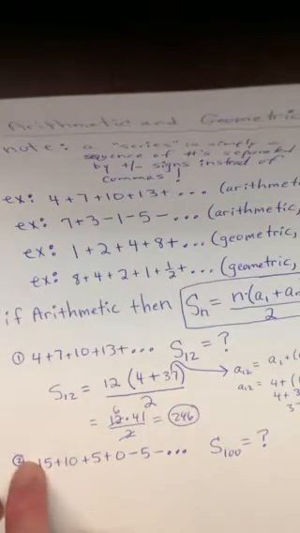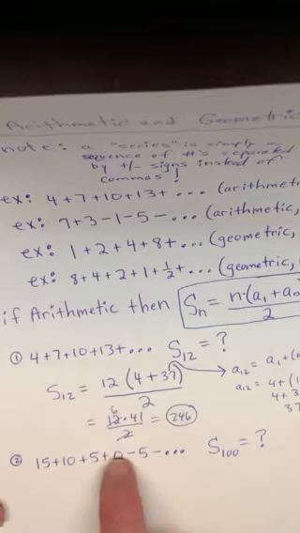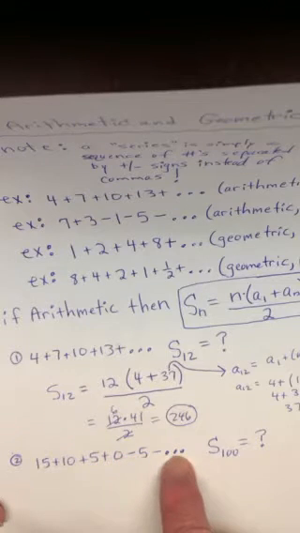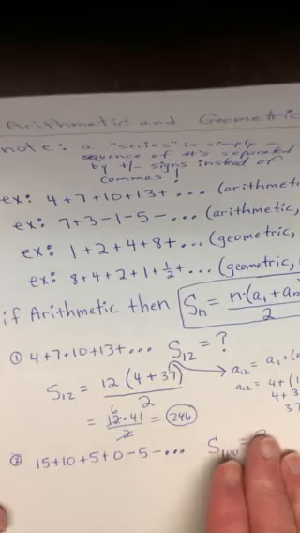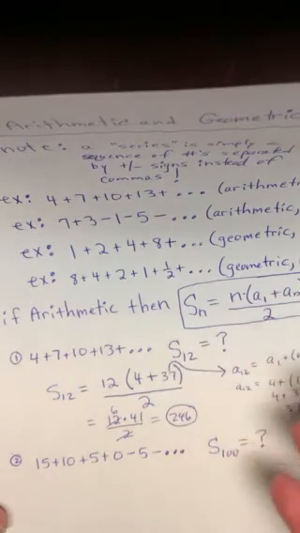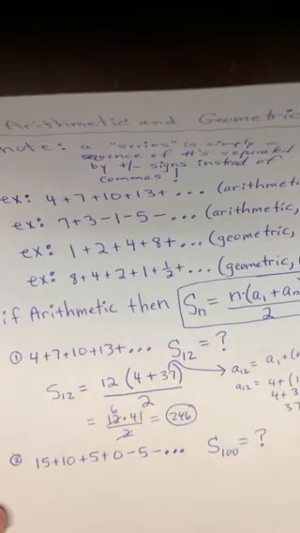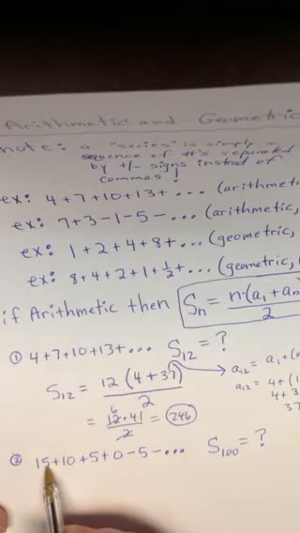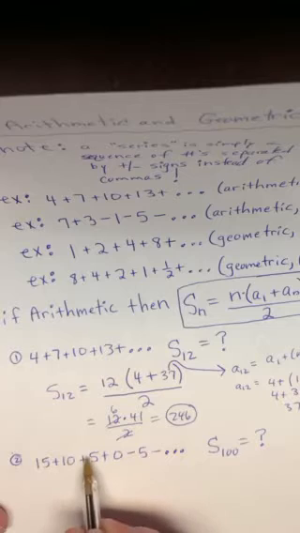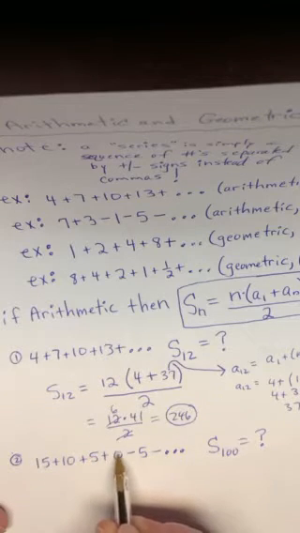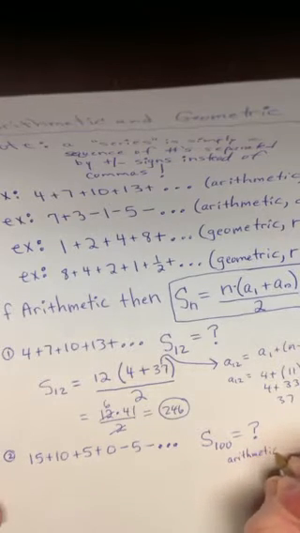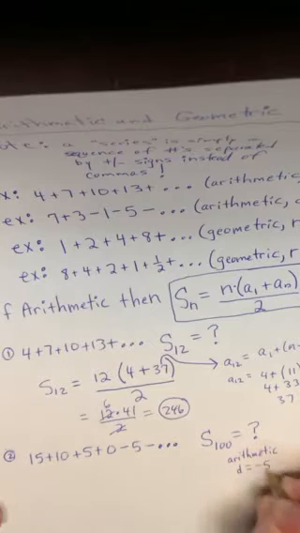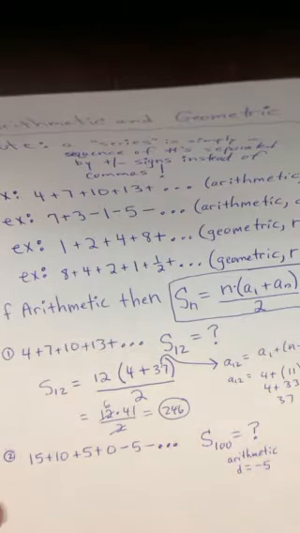Example 2: 15 plus 10 plus 5 plus 0 minus 5, etc. Ready? What's the sum of the first 100 numbers? Wow, the sum of the first 100. Now careful, you don't know what formula to use till you first ask yourself what kind of series that is. It's pretty obvious I'm doing what? What's the pattern? I'm adding -5, adding -5, adding -5. So this is indeed an arithmetic series, and the common difference is what? -5. I'm just making a mental note to myself.